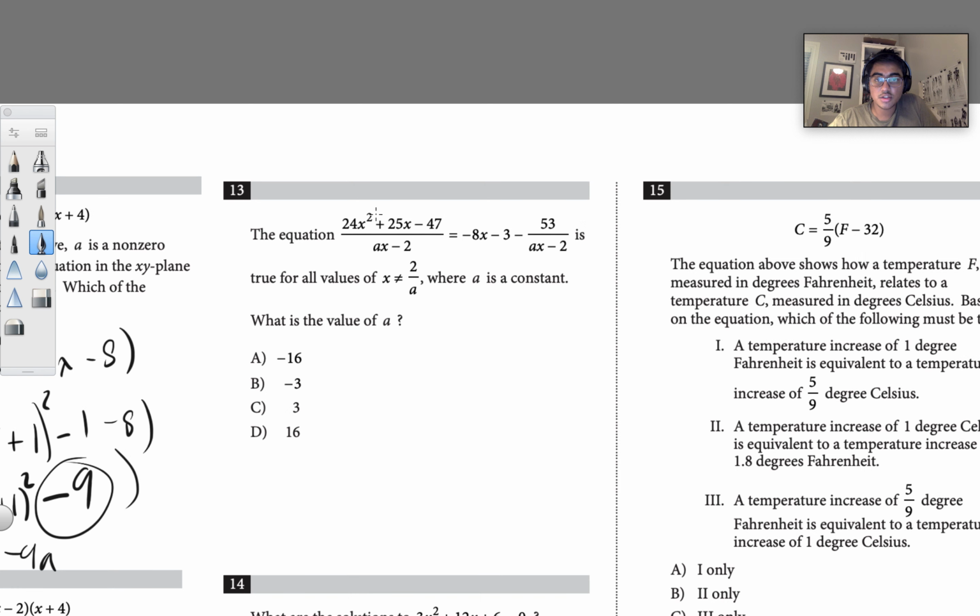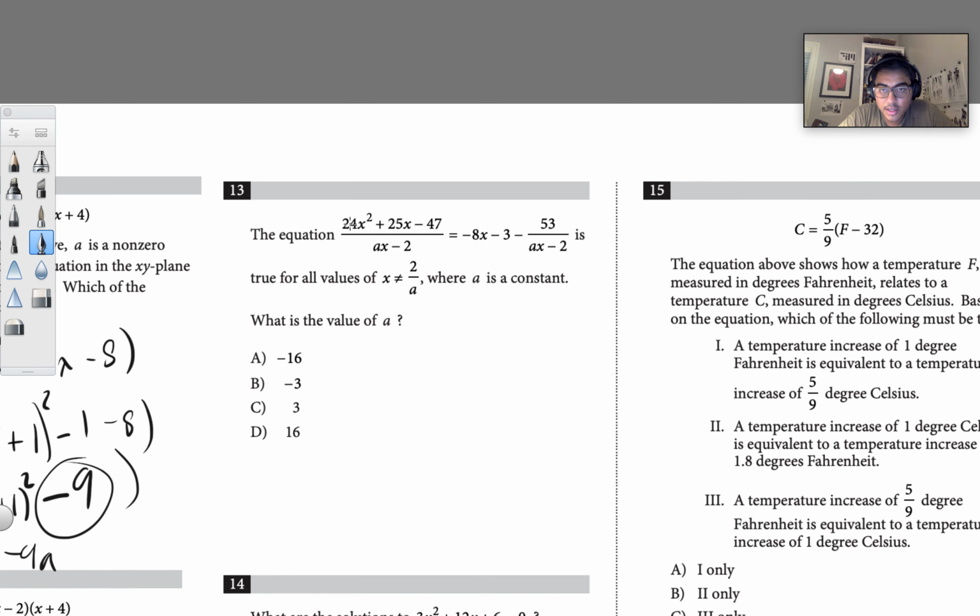The equation (24x squared plus 25x minus 47) over (ax minus 2) is equal to negative 8x minus 3 minus 53 over (ax minus 2). Do not let the big word numbers and the long equation intimidate you, because in reality this is a very simple question. It's just trying to trick you into overthinking it.